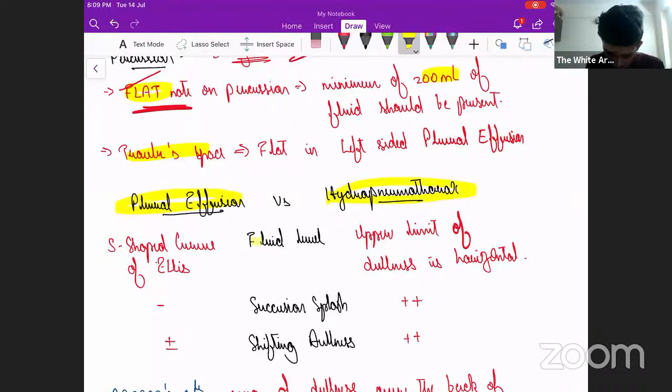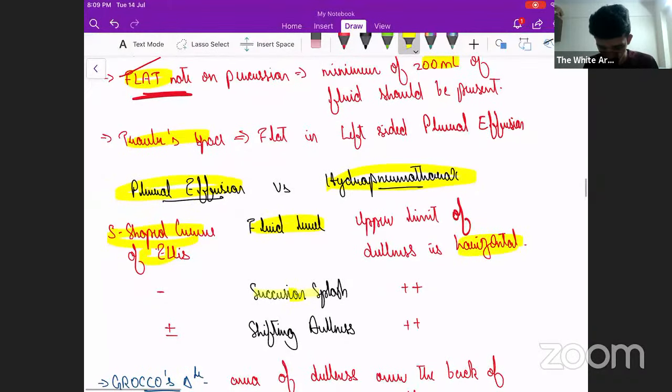Okay. One is based on fluid level. Over here, because of capillary pressure, the axillary side will be higher than the opposite side. So a curve of ellipse shape will be noted in pleural effusion. But over here, the upper level of dullness will be horizontal in hydropneumothorax.